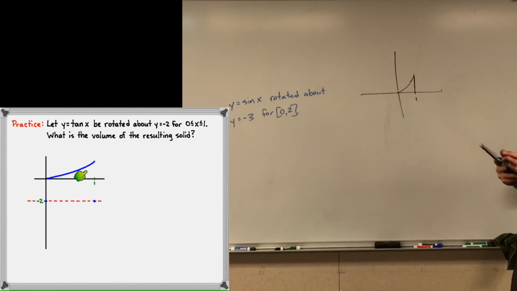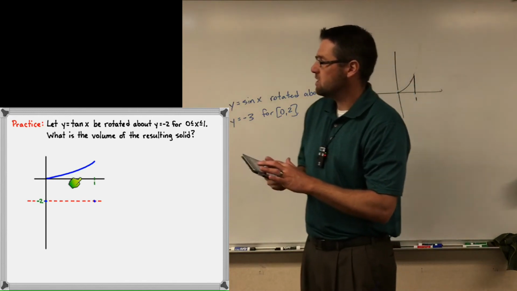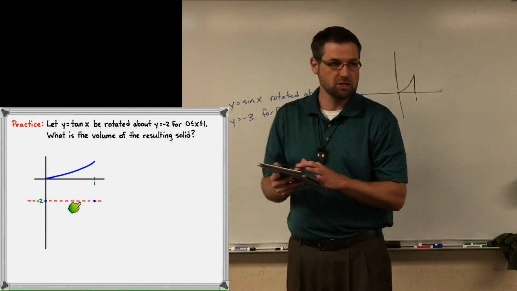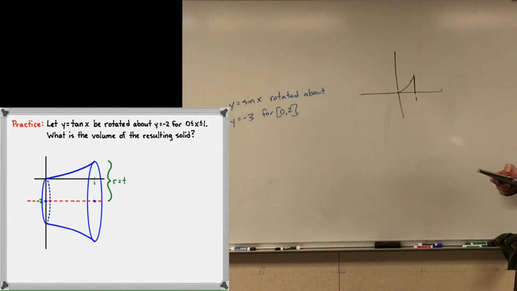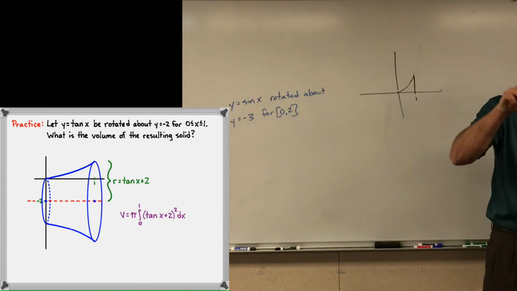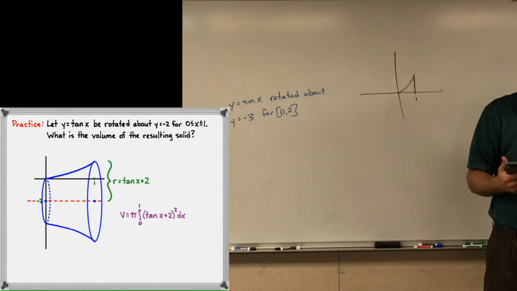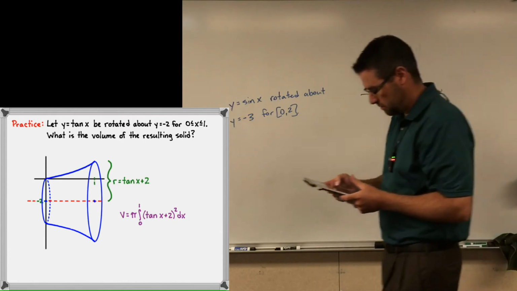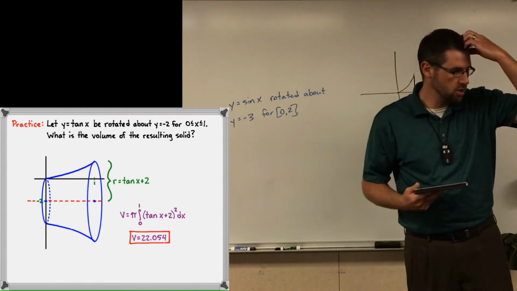So what is the distance from the curve to the x-axis represented by? Tangent of x. What is the radius represented by? Tangent of x plus 2, right? So our radius is tangent of x plus 2. Notice tangent of x plus 2 is the whole radius. We're not squaring tangent of x and then adding 2. We're saying tangent of x plus 2 and then squared. Right? What did you guys get as an answer? 22.054. All right. Are we good then?